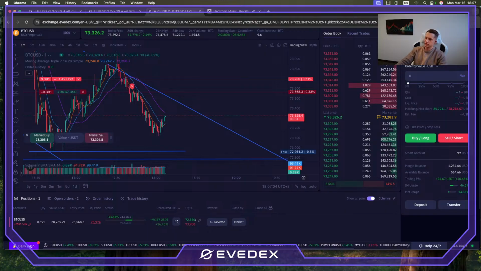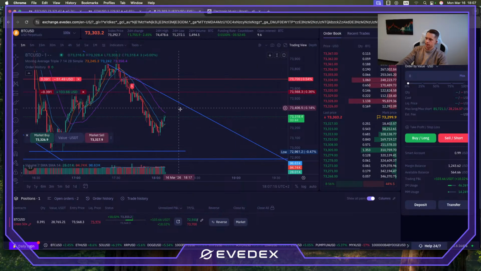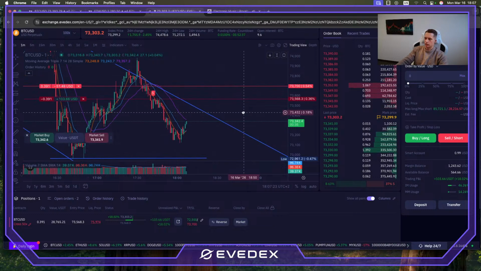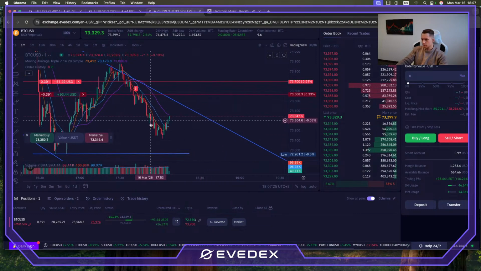So now we're just expecting it around here. So we'll come up to here, maybe even touch that level, and then continue with that downtrend, because it doesn't look like it's going to have the momentum to push through the level and carry on heading bullish.